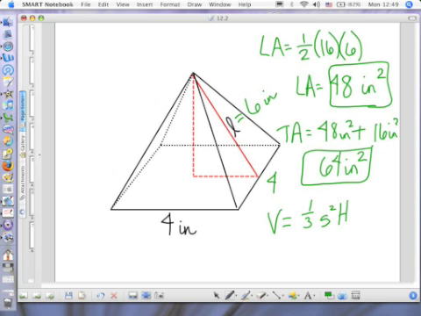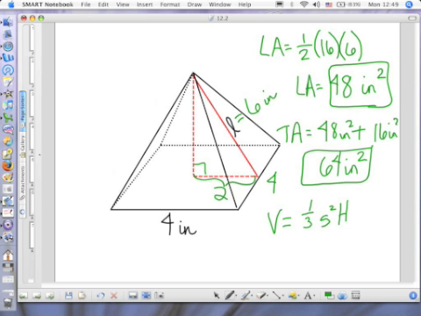Inside, it forms a right triangle. This is the right triangle I'm talking about. If this is coming through the center of the square, then the distance here is half of 4. And the slant height represents the hypotenuse of this 90-degree triangle. And we know it to be 6. So how can we use information and past knowledge to find the height of this object?